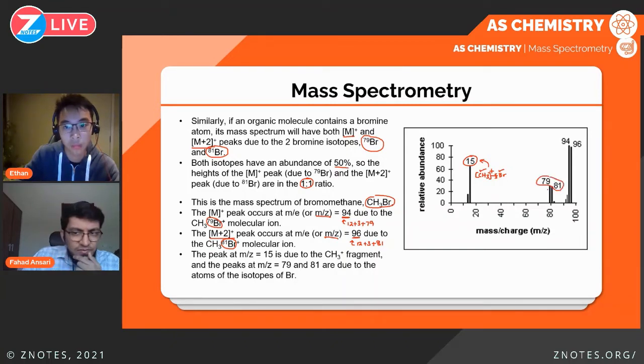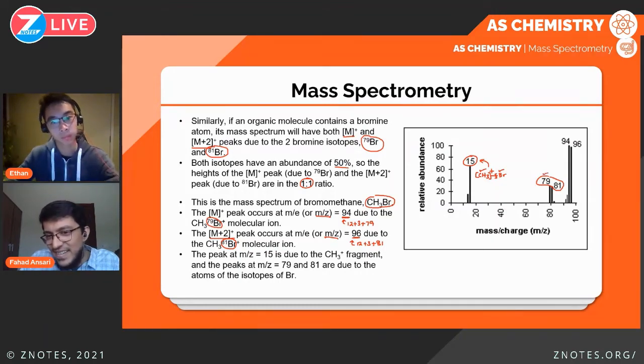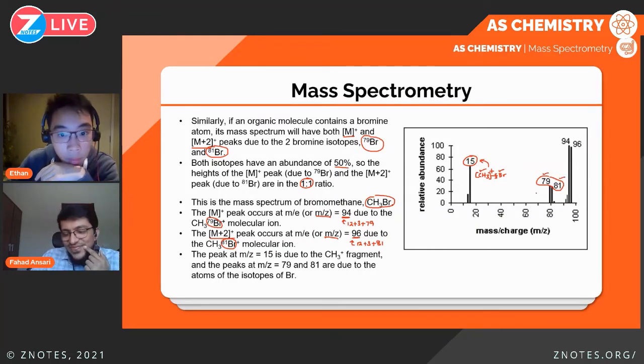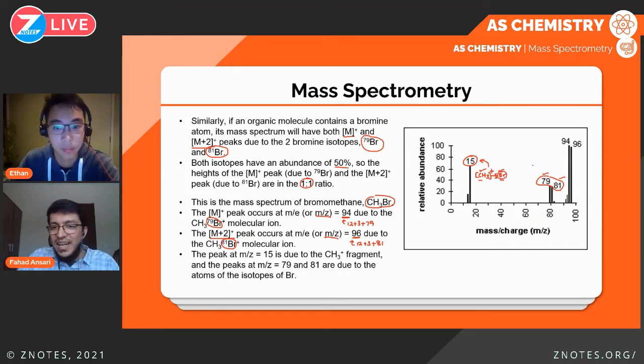Now, these peaks over here, small question for you, Ethan. What particular atoms or fragments could be causing these peaks at 79 and 81? Just the different isotopes. The isotopes of which atom? Bromine. Right. So these peaks are because of the two isotopes of bromine. When you broke the carbon-bromine single bond, obviously you don't just have CH3 left, you have bromine as well. So it's the bromine atom, its two isotopes of 79 and 81 with a positive charge, that give you these peaks. And you can notice that their heights are also in a 1:1 ratio, because they are both equally abundant at 50% each.